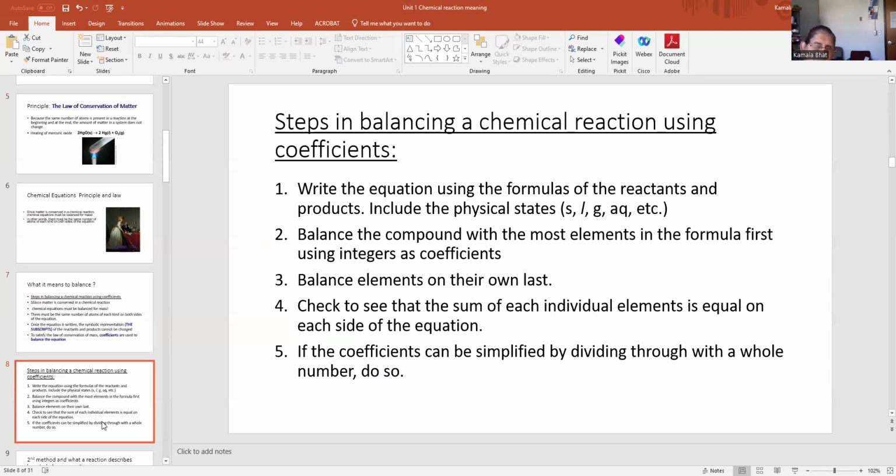So what must one do? Write an equation using the formula of the reactants and products. Include the physical states: solid, liquid, gas, aq. Balance the compound with the most elements in the formula first, using integers as coefficients. Balance elements on their own last. Check to see that the sum of each individual element is equal on each side of the equation. If the coefficients can be simplified by dividing throughout with a whole number, do so.